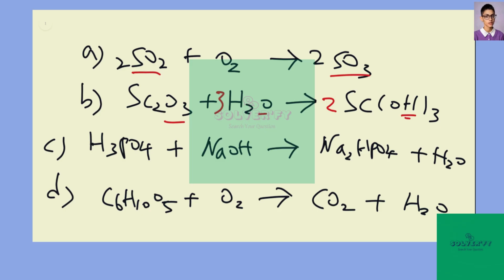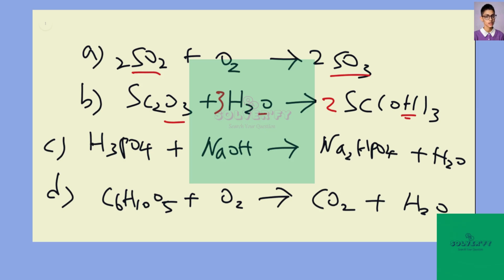Okay, so we're going to check oxygen. On the left, we have 3 oxygen and 1 oxygen from water, so we have 4. On the right, we have 2 times 3 oxygen, so it will be 6 oxygen as well. So oxygen is balanced, so this chemical reaction is balanced.